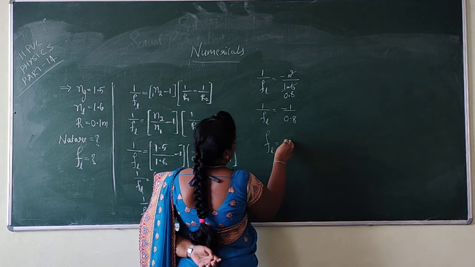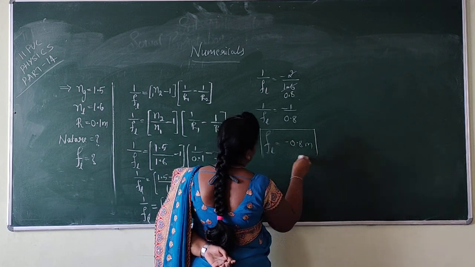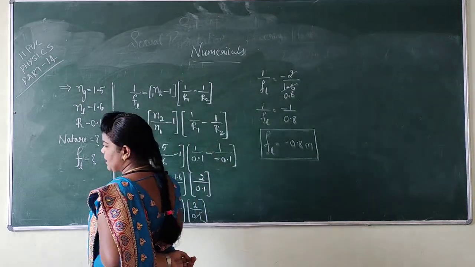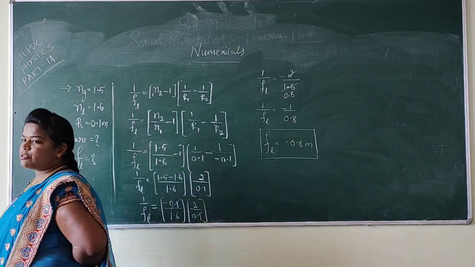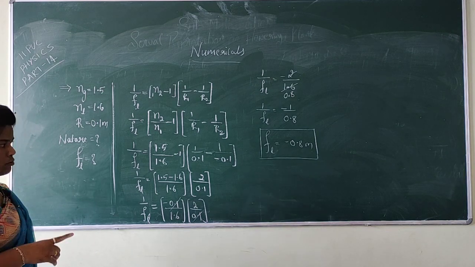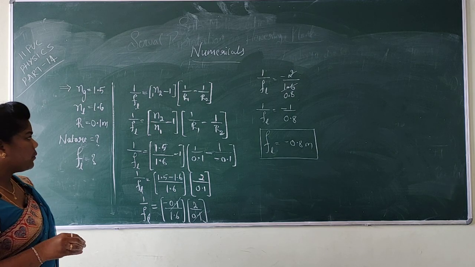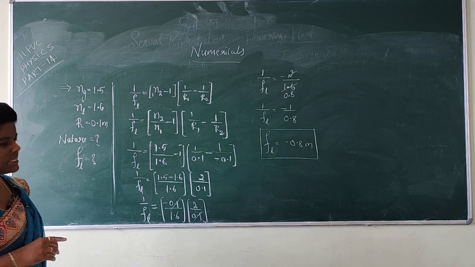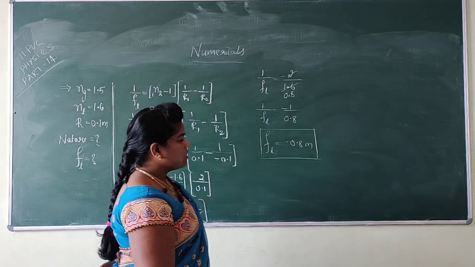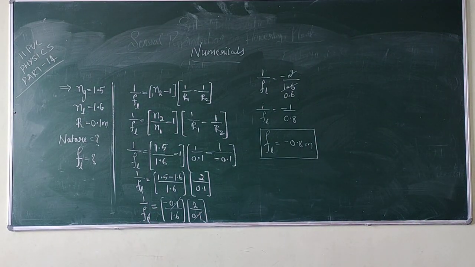Taking the reciprocal, fl is equal to minus 0.8 meter. So what is the focal length of the lens when it is kept inside the liquid? It is 0.8 meter. But the negative sign shows the nature. The negative sign indicates that when the lens is kept inside the liquid of refractive index 1.6, the lens is going to act as a concave lens. So negative means it acts as a concave lens.